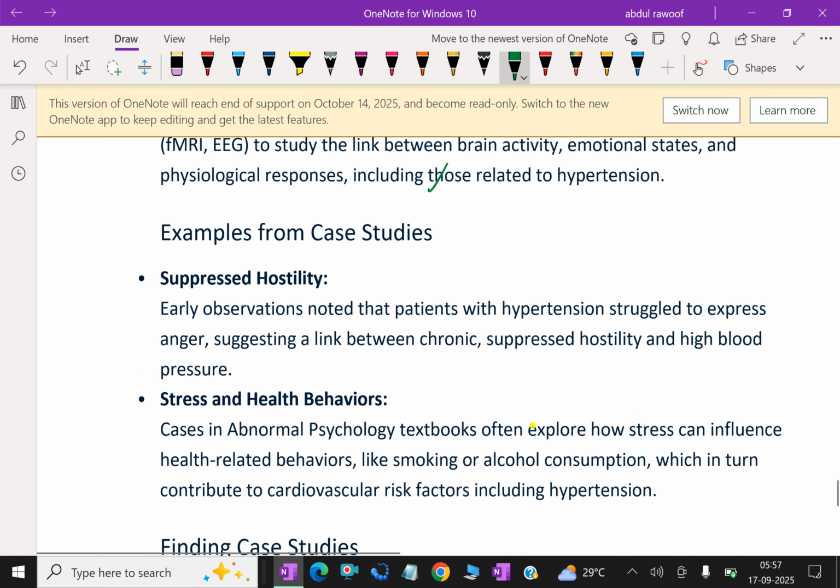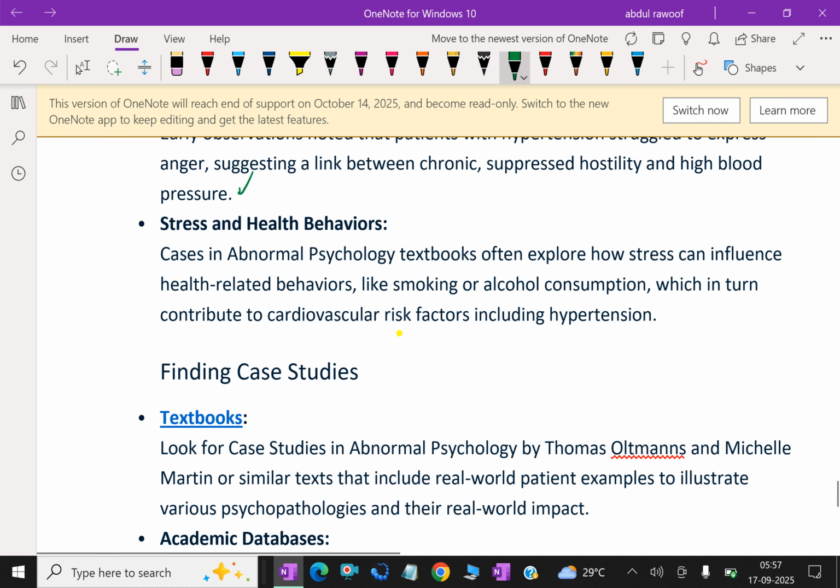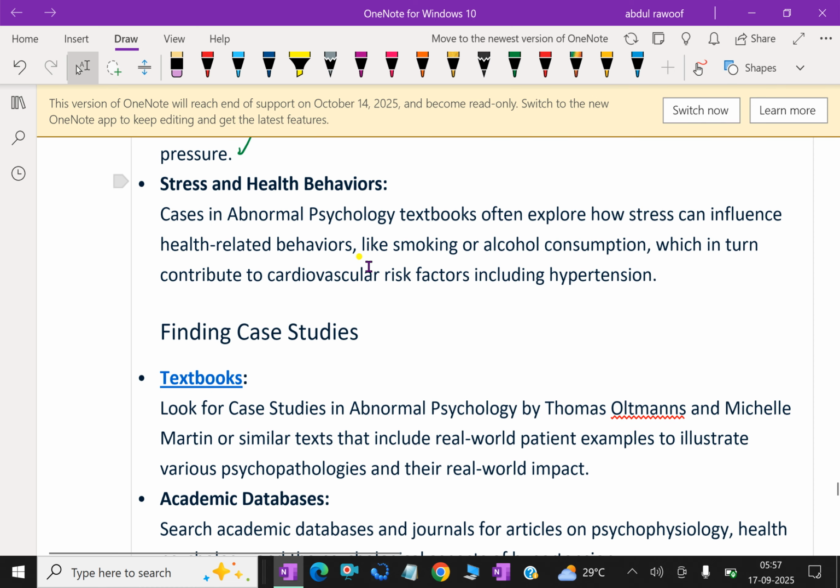Some examples from case studies. Suppressed hostility. Early observations noted that patients with hypertension struggled to express anger, suggesting a link between chronic suppressed hostility and high blood pressure. Stress and health behavior. Cases in abnormal psychology textbooks often explore how stress can influence health-related behaviors like smoking or alcohol consumption, which in turn contribute to cardiovascular risk factors including hypertension.